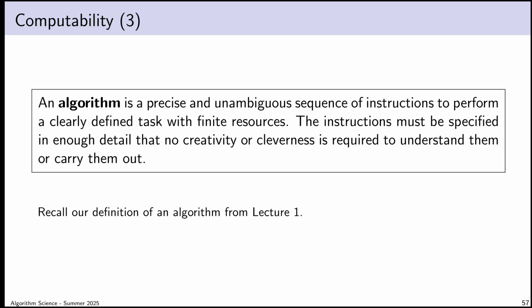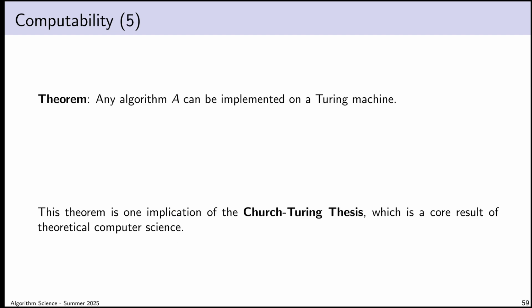Now, this is our definition of an algorithm from way back in Lecture 1. So it's about time we came back around to it. And it turns out that any algorithm that meets this definition of an algorithm can be implemented as a Turing machine. Any algorithm A can be implemented as a Turing machine. Now, this theorem is one of many facets of something called the Church-Turing thesis. And so it turns out that this has been proven in multiple ways.